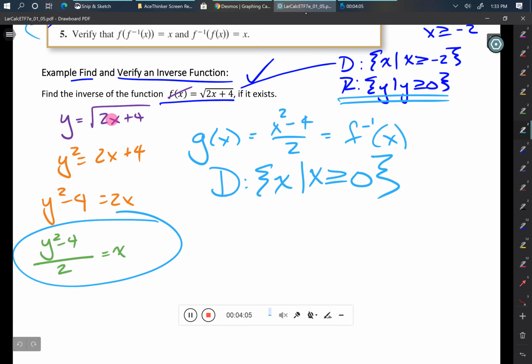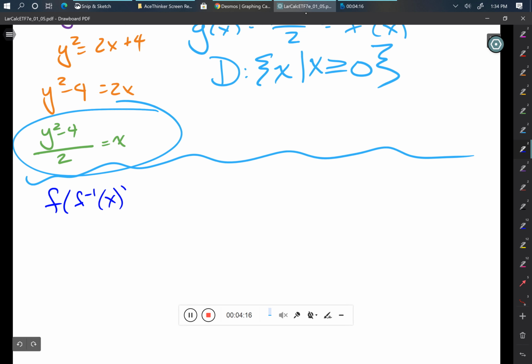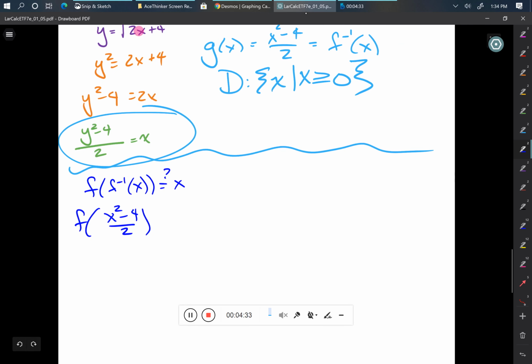Okay? And then the last step would be to do the verification process, to verify that what we've done truly is. So we need to do f composed with f inverse of x, like we did a while ago, and show that that is equal to x. Okay, we're going to question that. So let's see if I can find this. So f of x squared minus 4 divided by 2. I'm going to evaluate that.